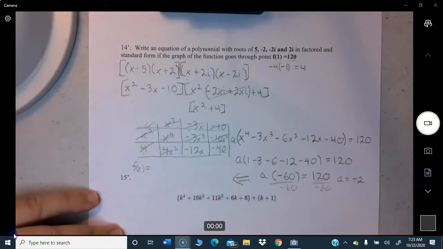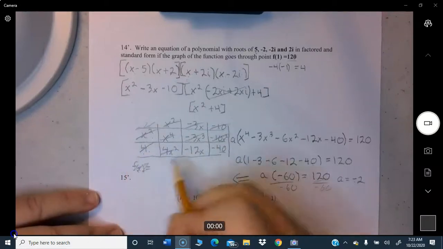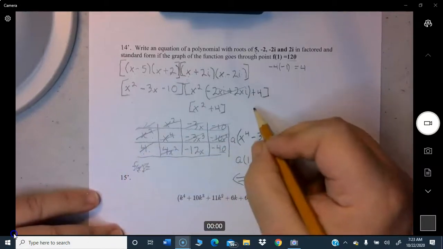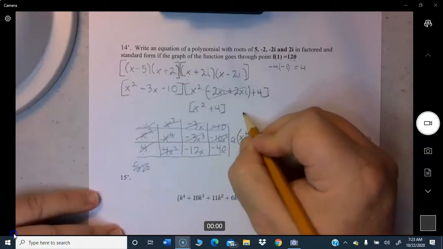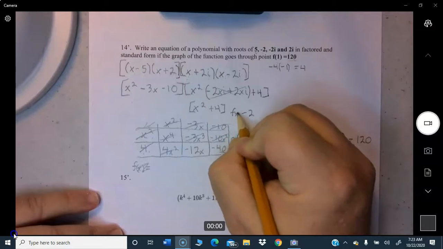I think I'm going to run out of space here. Let me write it up here. Okay, so here's going to be your final answer up here. A is negative 2, and I should write f of x first.